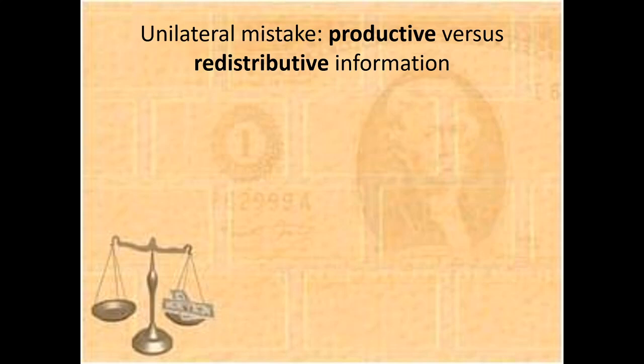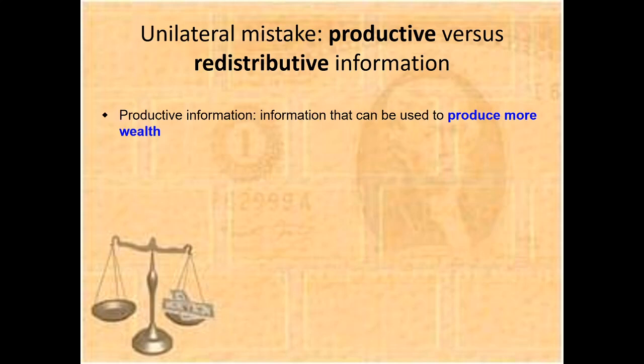So unilateral mistake, in that sense, asks whether, if one party makes a mistake, that is actually binding under the legal structure. So productive versus redistributive information is what we are now trying to deal with when we speak about a unilateral mistake. What is a productive information? In that context, a productive information is an information that can be used to produce more wealth.